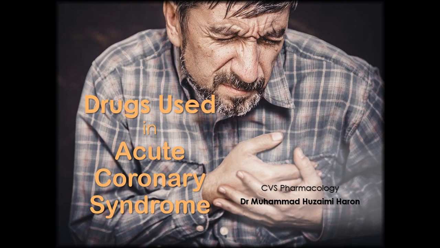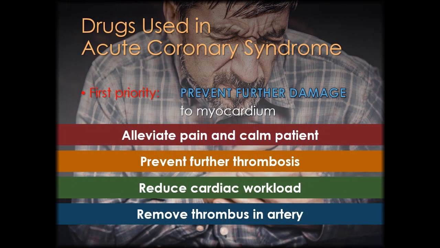Welcome to my lecture on drugs used in acute coronary syndrome. I'd like to first start with just a quick run through of what happens when a patient presents with acute coronary syndrome. The first priority is usually to prevent further damage to the myocardium, as acute coronary syndromes happen in the background of myocardial ischemia.